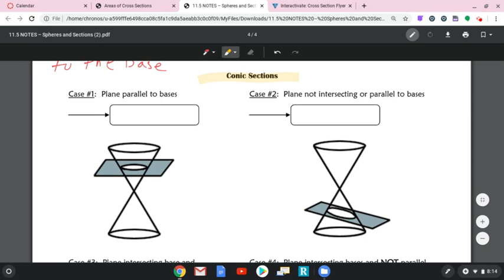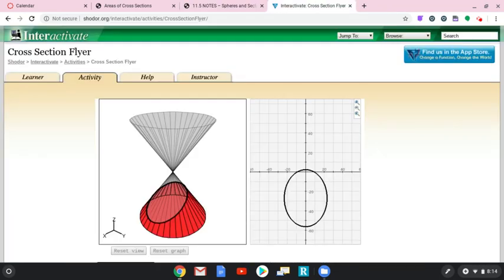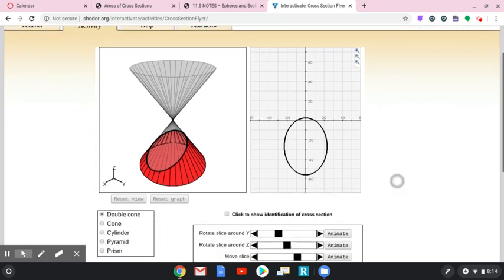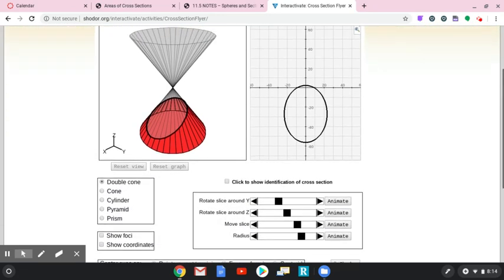Now, I'm actually going to go back to that interactive activity that we worked with yesterday. All right, and here's my double napped cone. The reason I like this interactive activity is if I look over here, I see the X and Y coordinate plane, and I see exactly what that figure looks like on a two-dimensional coordinate plane. So now if I move things around, and in this case, I'm going to animate, I can either move the slice.